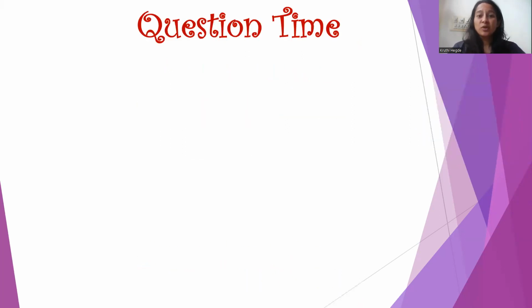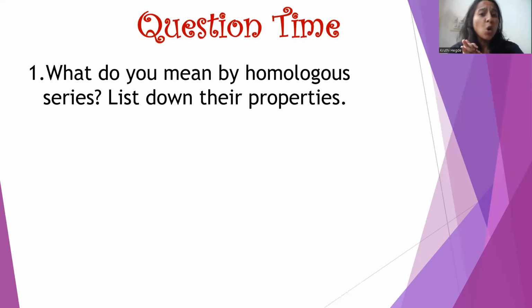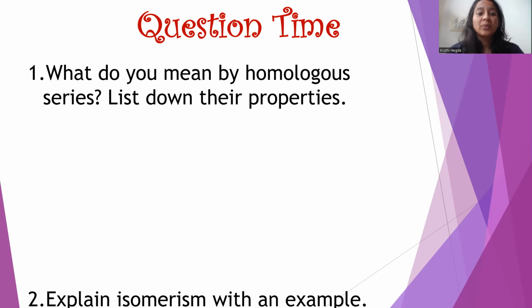Question time. Let us go for the questions based on the concepts that you have discussed in the previous videos. What do you mean by homologous series? List down their properties. We have discussed 4 to 5 properties in the previous video. It's nothing but a series of organic compounds or carbon compounds that have the same functional group replacing hydrogen. That's homologous series, and their properties you need to list down.